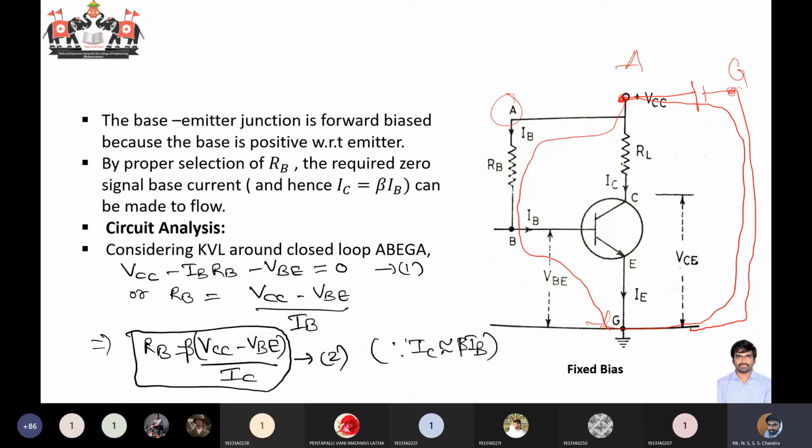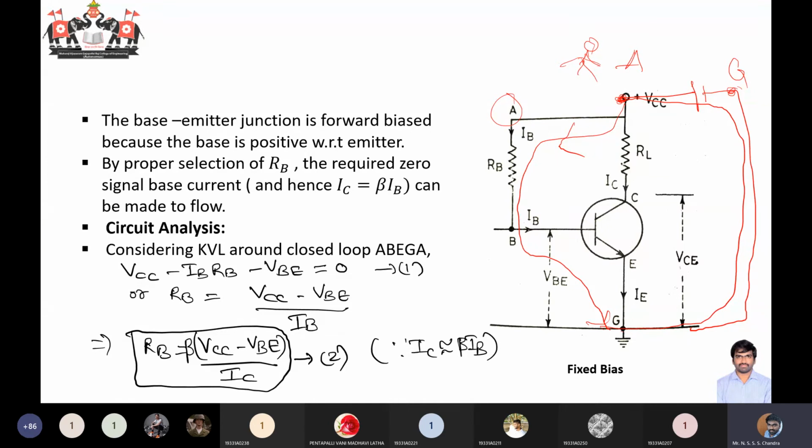Now you should tell me the KVL equation. I am moving in an anti-clockwise direction. Tell me the KVL equation. The observer is moving from this point A.